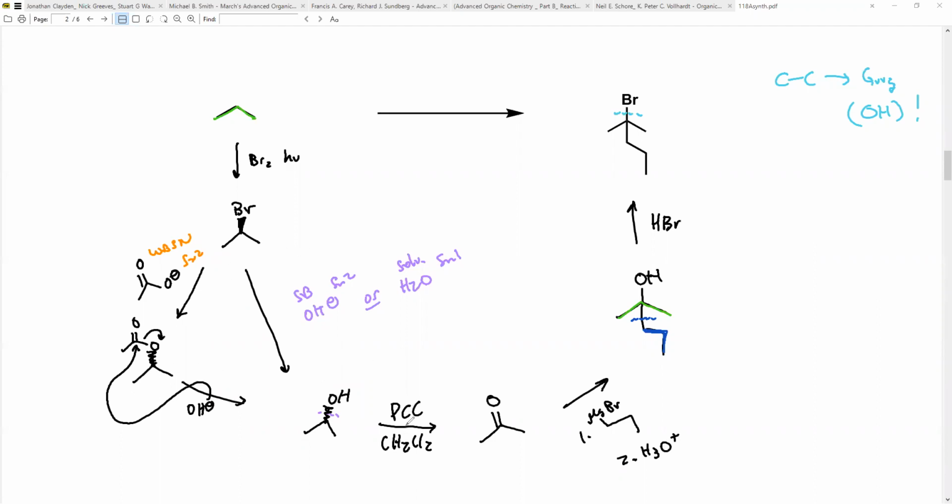So either one of these will work. The SN1 is also acceptable. So go ahead and use that. In my opinion, that's easier, so I'd rather just use this.